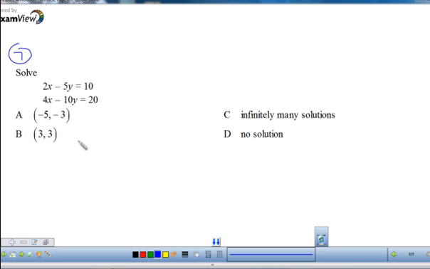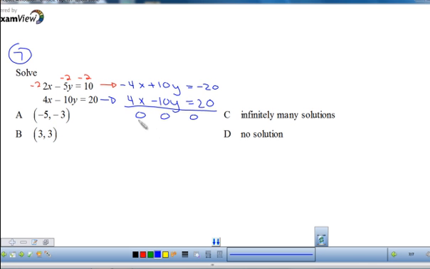Okay. For number 7, I want to get rid of the x's. So I'm going to multiply the top equation by negative 2. So I'm going to have negative 4x plus 10y equal to negative 20. I didn't change the bottom one. It stays exactly the same. So I end up with 0, 0, 0. So remember, when you end up with 0, 0, 0, they're identical lines. They're exactly the same, which means that there are many solutions.